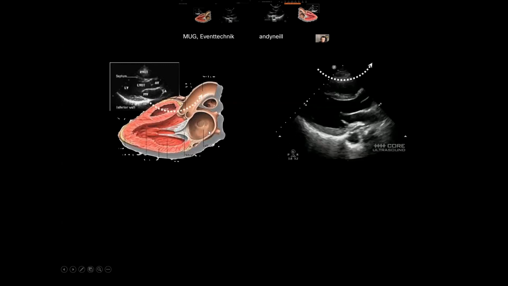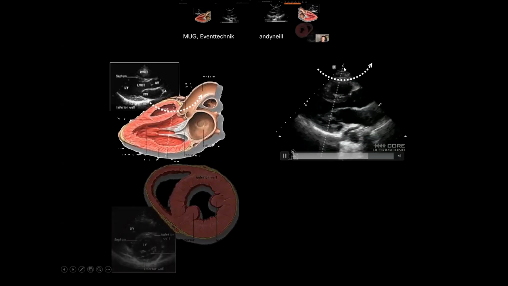Now, the next view you go to from the parasternal long, remember the parasternal long axis, the probe is sitting in this direction, with the probe marker towards the patient's right shoulder. The next one we're going to do is the parasternal short axis view. And the parasternal short axis view is 90 degrees to the parasternal long axis view. So now instead of the probe marker being towards the patient's right shoulder, it's towards the patient's left shoulder.